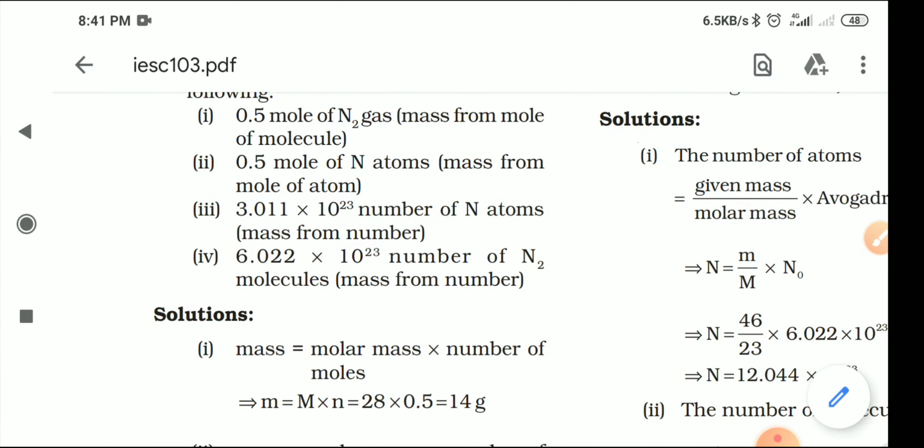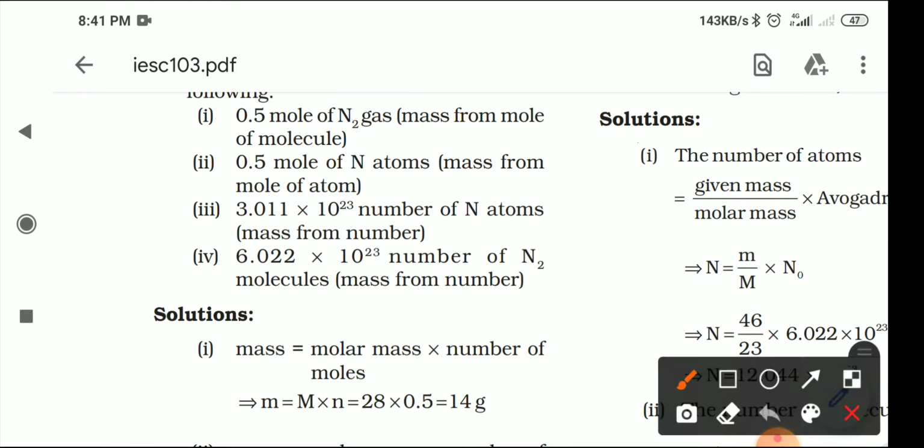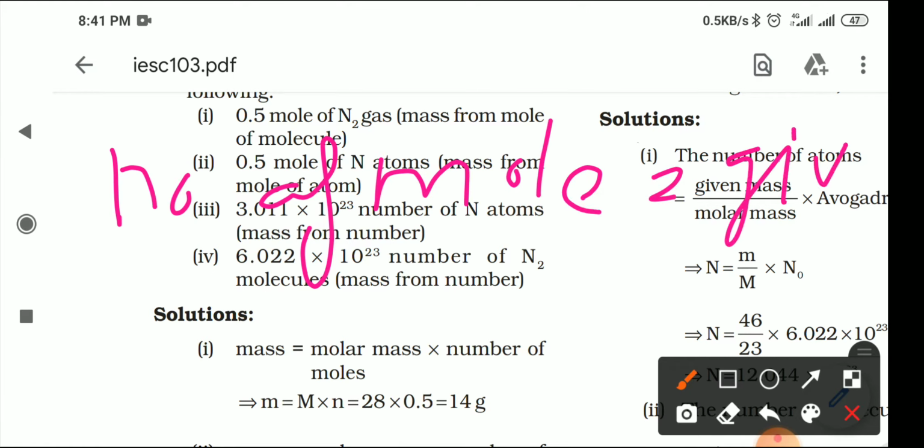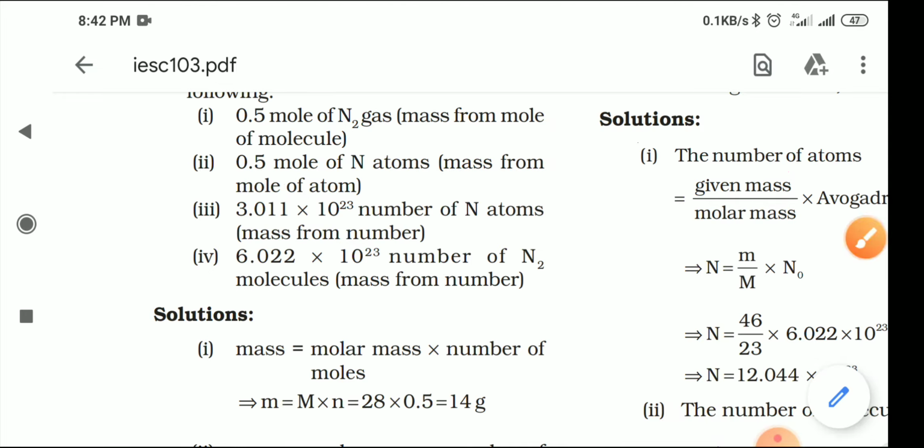Last time, the formula we implemented was: number of moles equals given mass over molar mass. And when the number of particles was given, we divided the given number by Avogadro number. Now we have to calculate the mass. What will be the mass of the compound when the number of moles is given? It is 0.5, and the gas given is N2 gas.